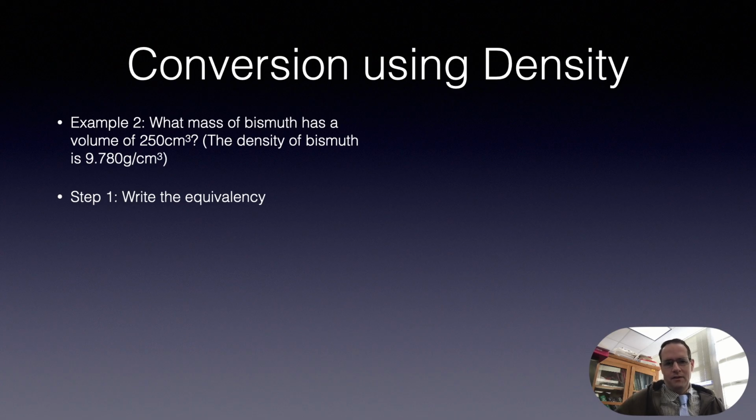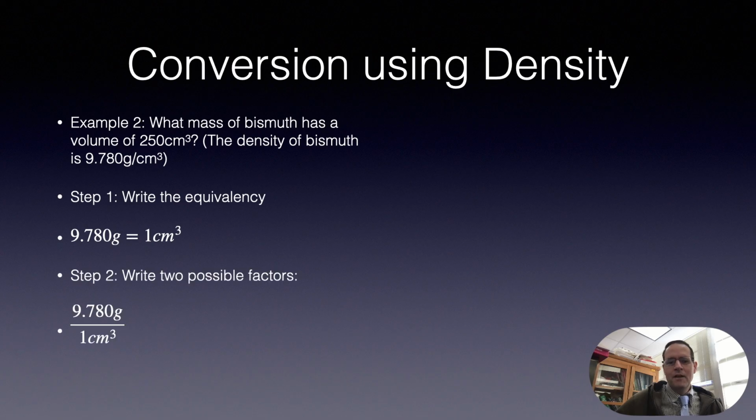Let's look at this example. What mass of bismuth has a volume of 250 cubic centimeters? So again, we have the density of bismuth written as a fraction, but you want to write out the equivalency, okay? A certain number of grams is equivalent to 1 cubic centimeter. Then you want to write out the two possible conversion factors. We can write it out with grams on top or grams on the bottom.